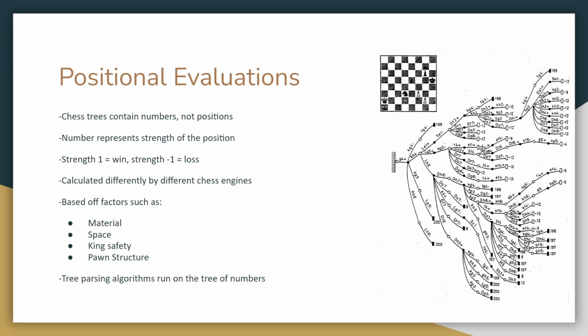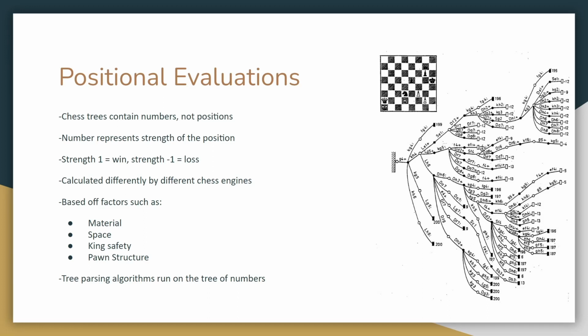Each number represents the strength of a position. A strength of 1 would be you already won the game. A strength of -1 would be you lost. Obviously, most positions will be somewhere in between. This is something that can vary between chess engines. There are 2 main factors with a chess engine. The first is how the evaluations are calculated. The second is what kind of algorithm it uses to parse the tree based on these evaluations.